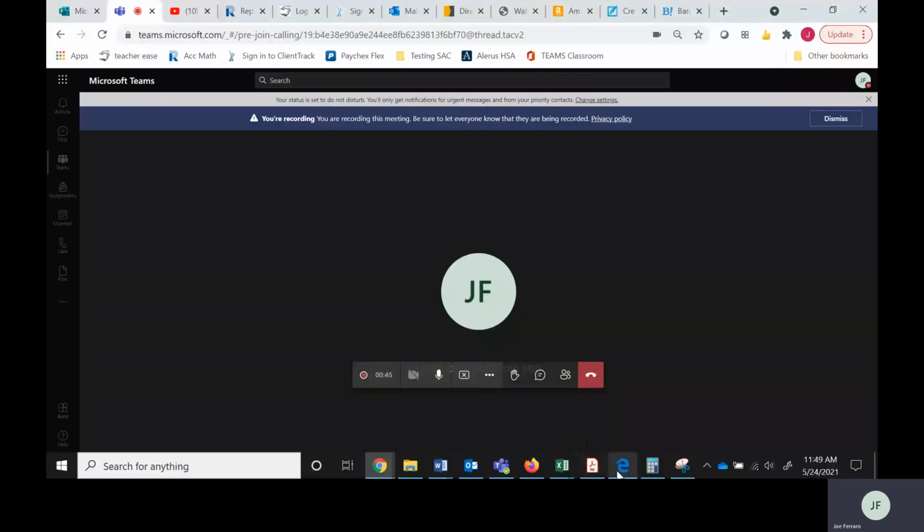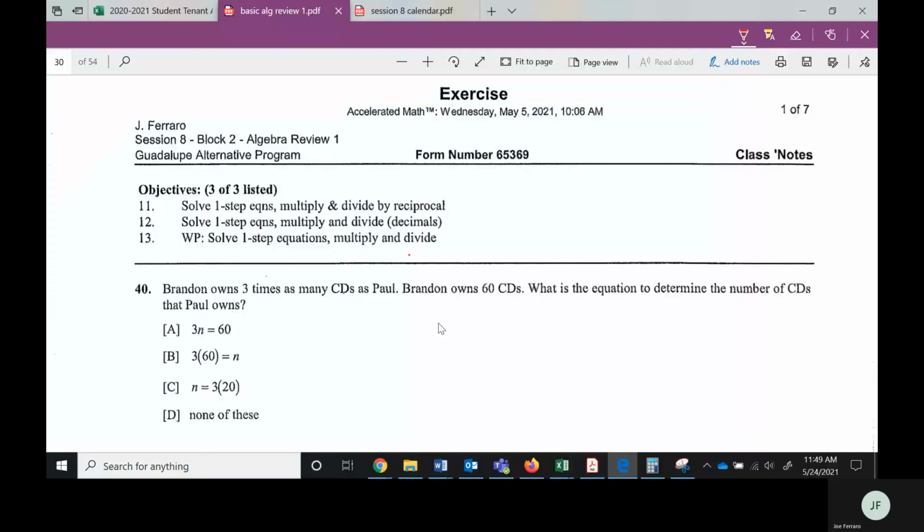If you don't have your packet, hit pause, go grab your packet, and then turn to this page in the packet. Again, we'll be looking at some stuff that you have for sure done in the past. Maybe you've done well on it, maybe you haven't. But again, this session is focused on not necessarily learning a ton of new stuff, but doing stuff we've learned in the past and doing it better and doing it well.